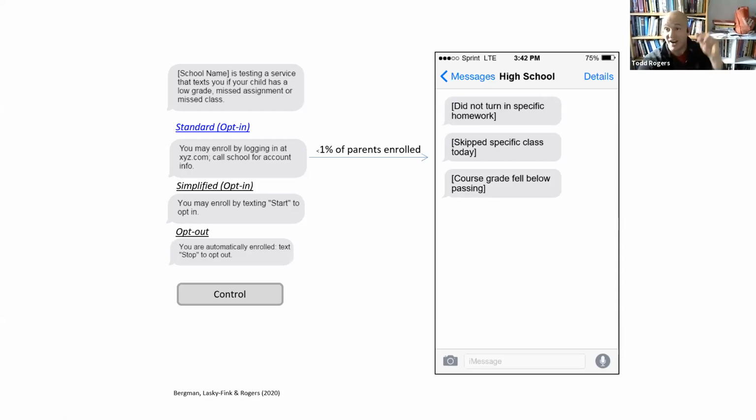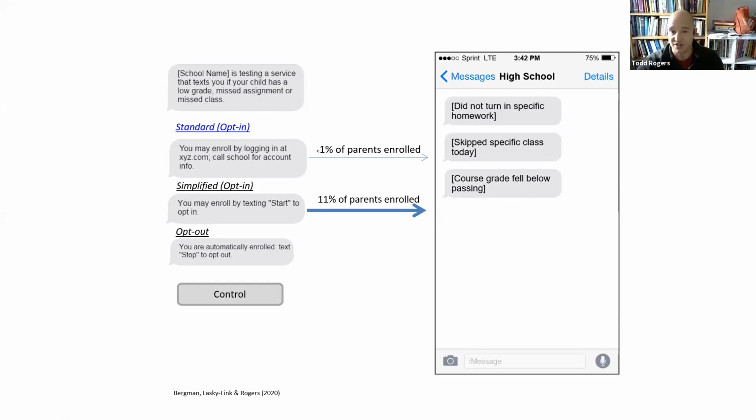Next condition. Now all we did was we just changed it from call your school to text start. 11% of parents enroll. Now you may think that's not a lot. It's more than 1,000% or 10x increase in enrollment just by reducing friction. So that's not trivial. Although you're probably also guessing, these are the parents of the highest performing kids. So they're not the kids that we're most concerned about, although it's great to keep them informed.